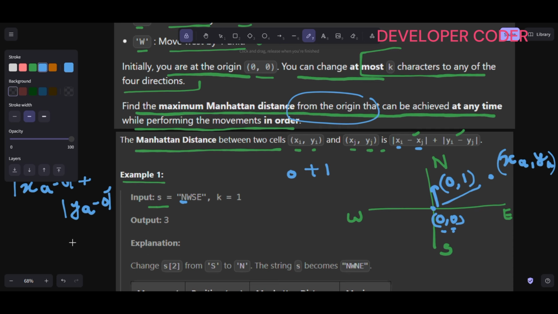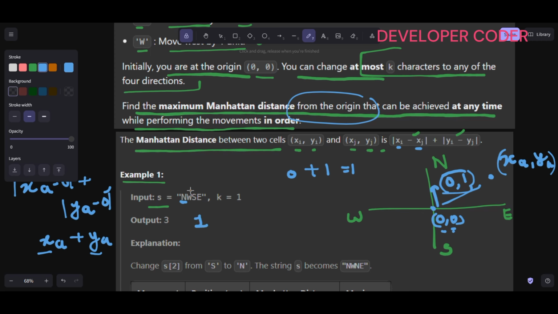So why do we need to write it? I can simply do this now: xa plus ya. So in this case, instead of this, 0 plus 1, you will get 1 only. Right now initially you are starting from 0, now you are getting 1. So 1 is the max as of now.